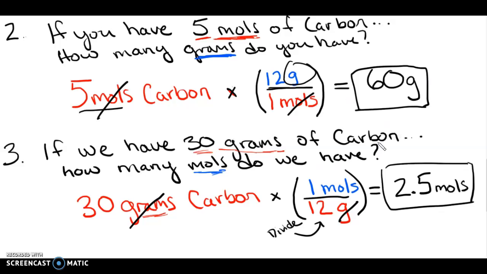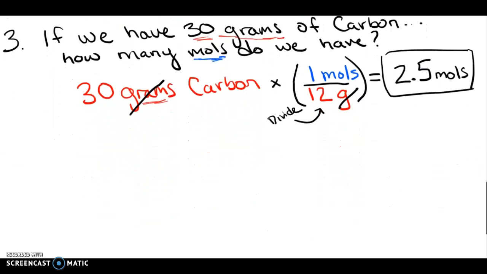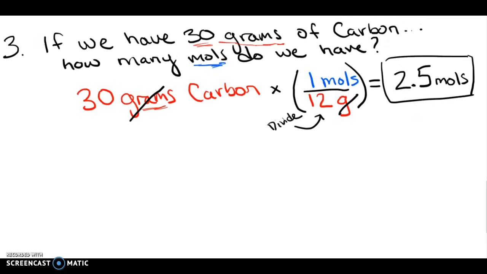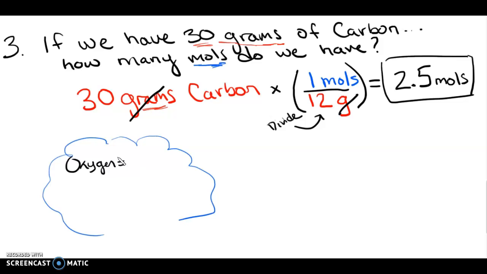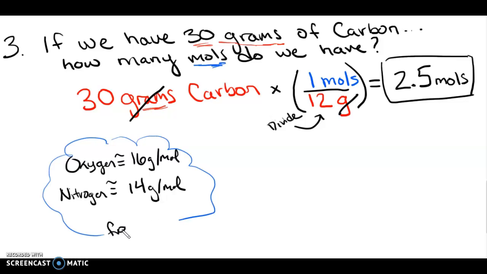And so you might be wondering, how do I know what the conversion factors for everything else are? So let's create a little thought bubble down here. If we're talking about oxygen, oxygen is approximately 16 grams per mole. So that's its conversion factor. Same thing with nitrogen. Look it up in the periodic table. It's going to be approximately 14 grams per mole. And so you need to know what the conversion factor is. You're going to get that from the periodic table.